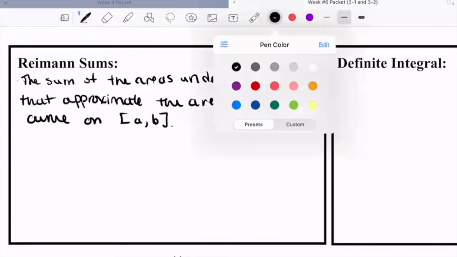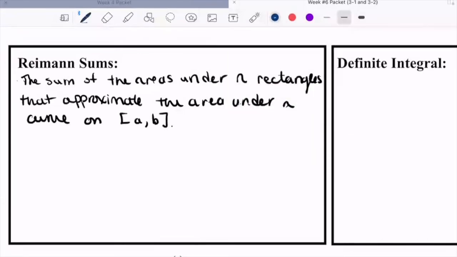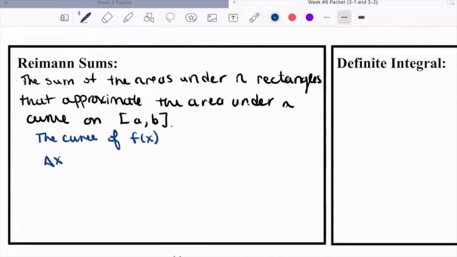So some more notation here. If we look at the curve of the function f of x, then we denote change of x, or delta x, as the width of those rectangles. We compute change of x by computing b minus a, the length of the interval, over n, the number of rectangles we want.